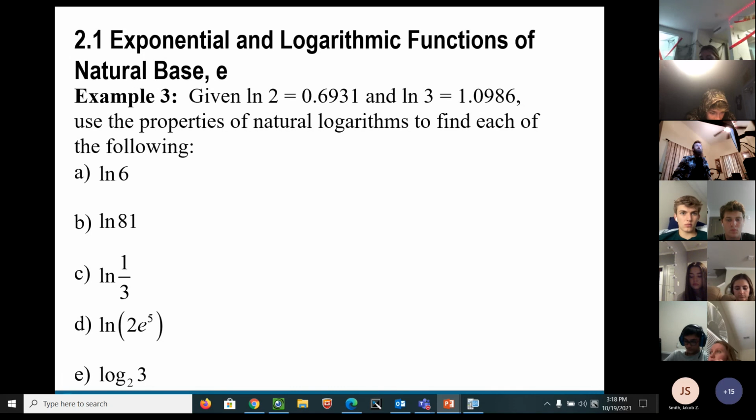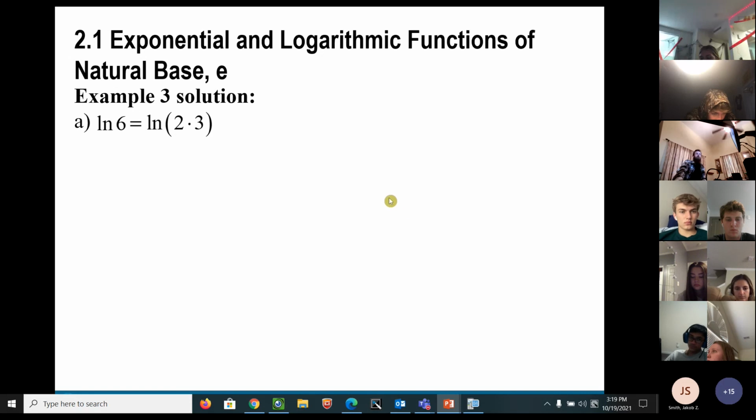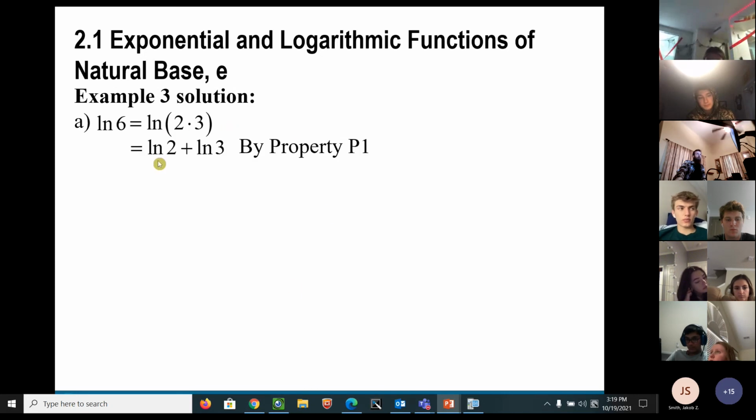And these, they want you to do the properties. And I'm just going to show them to you because this is kind of a review. Log of 6 is 3 times 2, right? So that would be the log of 2 plus the log of 3. And then you punch that in the calculator. And that's your answer. So you use the product rule there.